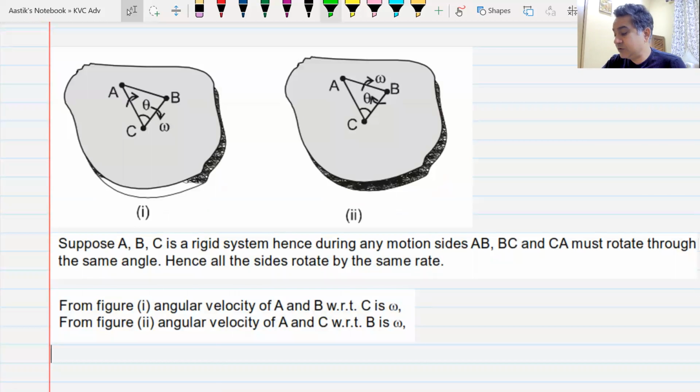See, you can understand this by this example. If you take any three points A, B, and C, and you make a triangle, remember this is a rigid body.